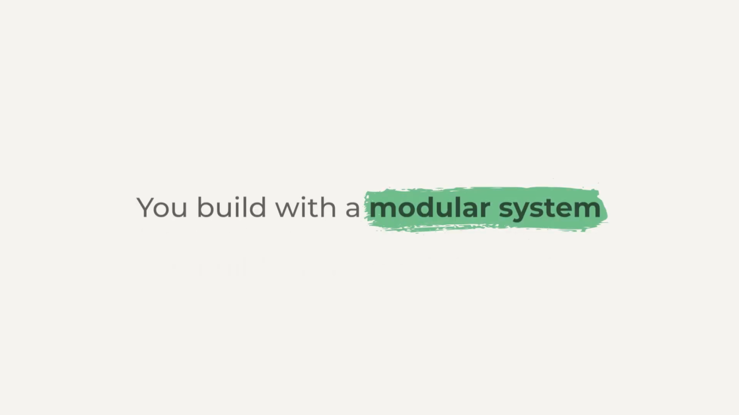And that's what happens when you build without modularity. Let's try to avoid this. Okay, but how? Well, you build with a modular system. 5 essential layers that work together, but they stay independent.